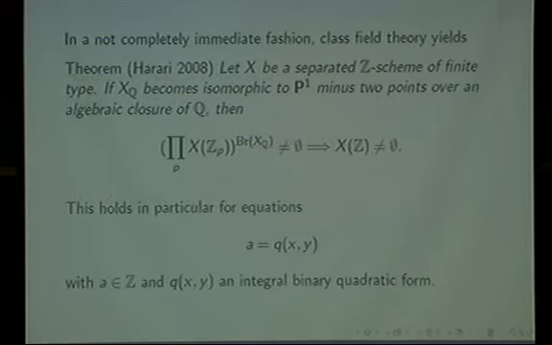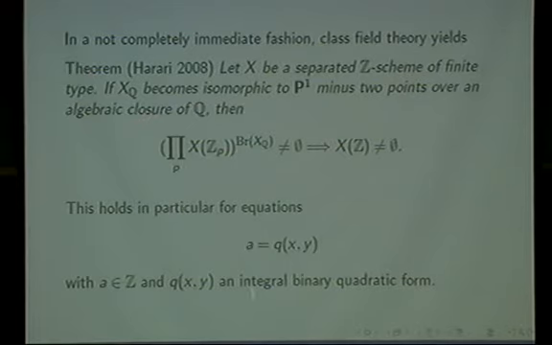Okay. Now, in a not completely immediate fashion, if you use classical Colliot-Thélène theory, in fact, Harari proved, and it was not obvious to me, I must say, that if you take a scheme X which over Q becomes isomorphic to P1 minus 2 points, which could be of two kinds, P1 minus 2 rational points, or P1 minus 2 conjugate points, we look at these two cases. Then in that case, this implication holds.